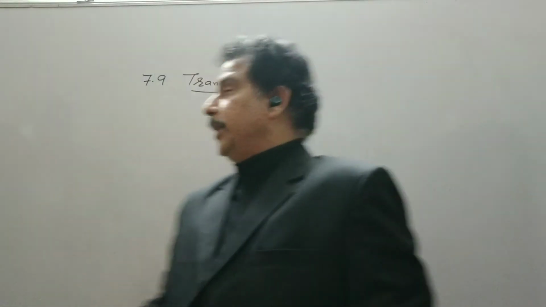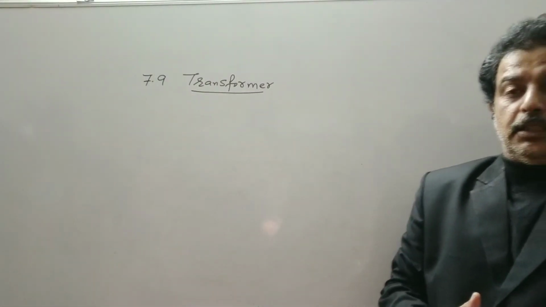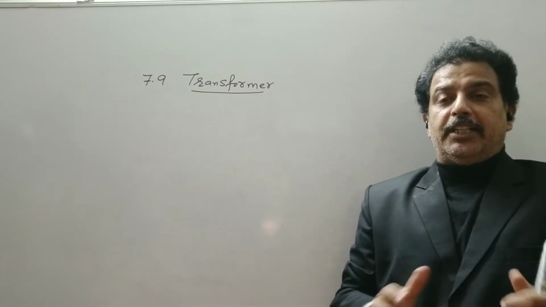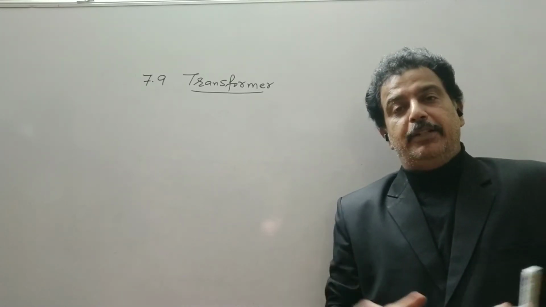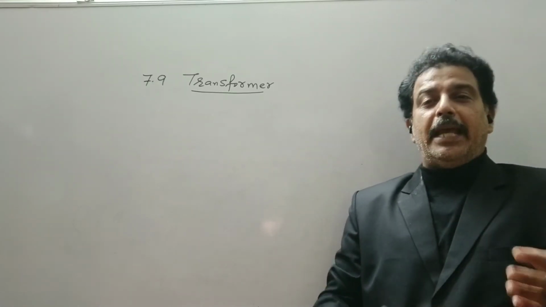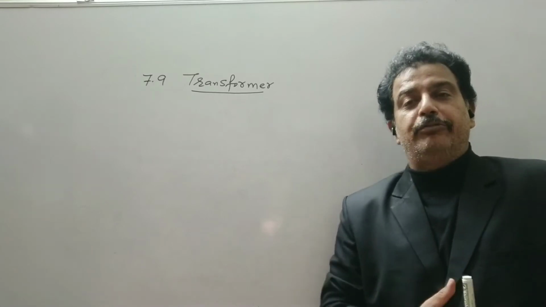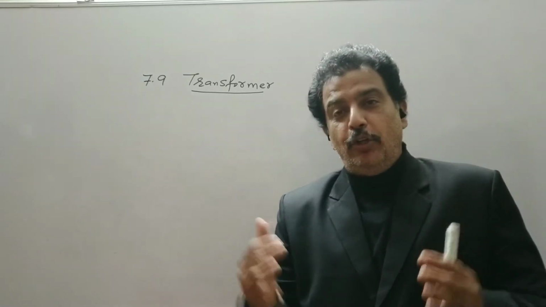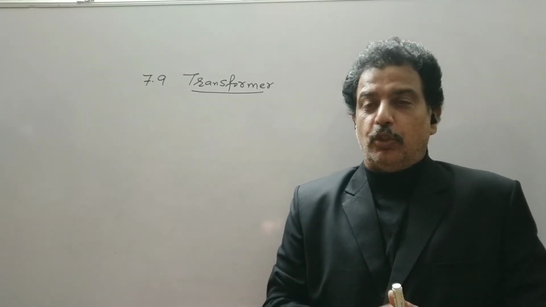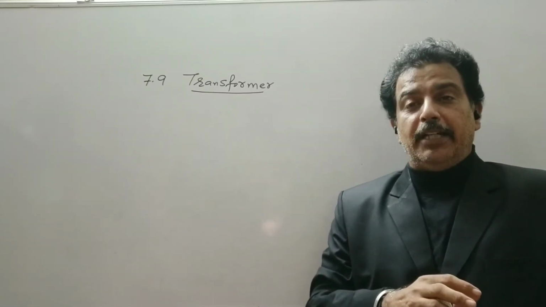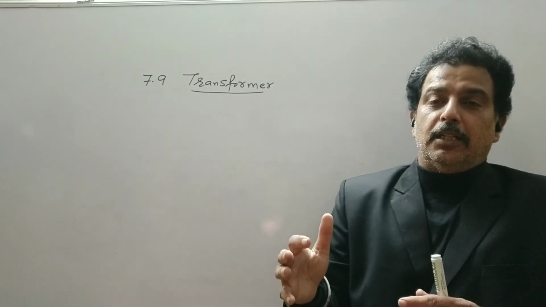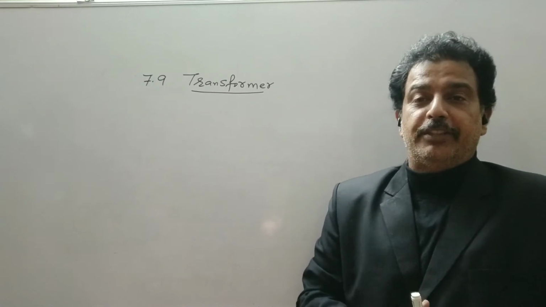Let us come to the last topic, 7.9 transformer. Now before moving on to the transformer, let us try to understand what is the need of a transformer. We know the RMS value of the voltage at our home is 220 volt, but there are many applications where the value of the voltage required is high or low. So some appliances need a high voltage and some appliances may need a low voltage. So a transformer is basically a device which is used to transform the voltage from one form to another. It means it can increase or decrease the value of the voltage.